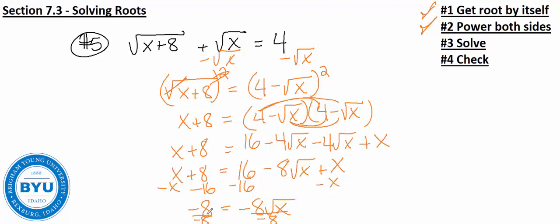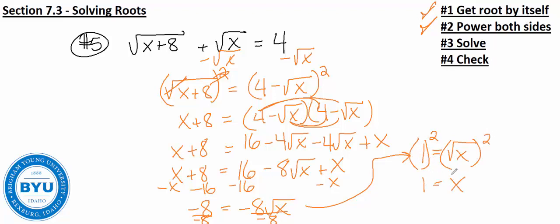Divide by negative 8. I keep running out of room down there. Negative 8 divided by negative 8 is 1 equals root x. Okay, power both sides again. We'll square both sides, and that gets me x equals, 1 squared is just 1. So x equals 1. Let's see if that works out. 1 plus 8 is 9. Square root of 9 is 3. Plus the square root of 1 is just 1. 3 plus 1 is 4. It works. Marvelous.